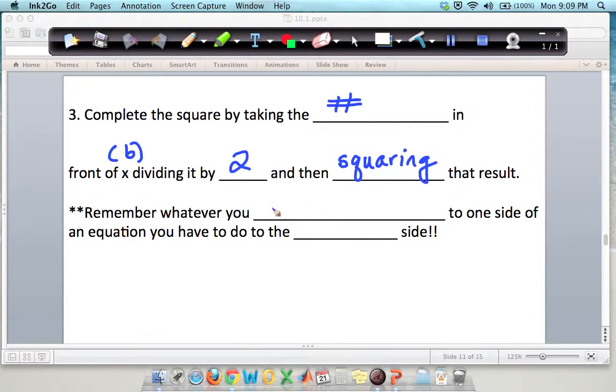Remember, whatever you do to one side of an equation, you have to do to the other side. So that means if you add 3 to one side of the equal sign, you have to add it to the other side. So that's really important that you remember you can't just add it to one side. That doesn't keep an equivalent equation.